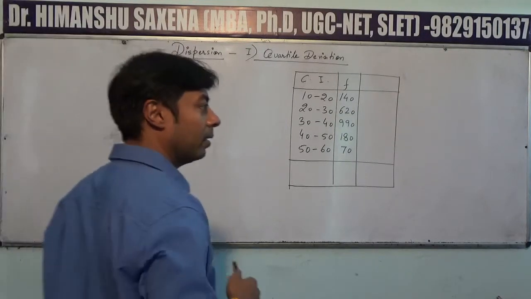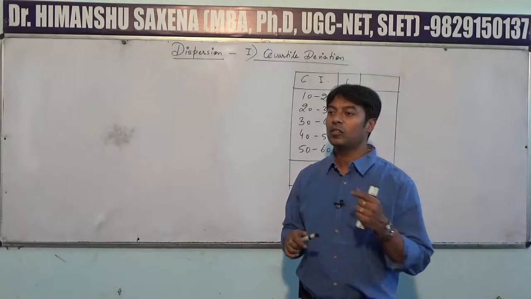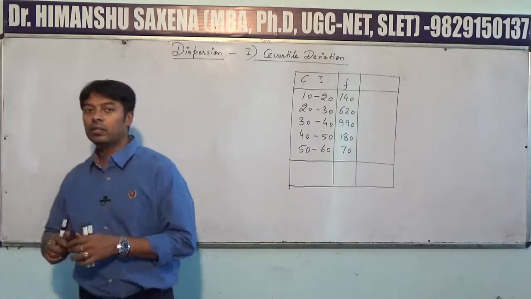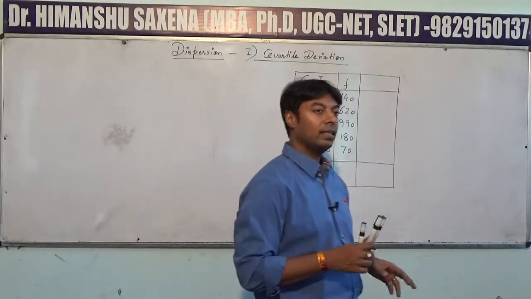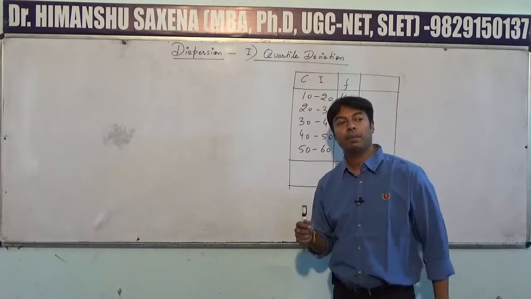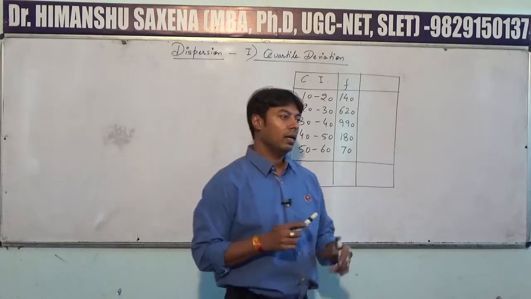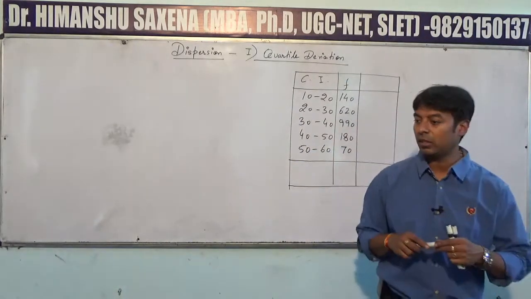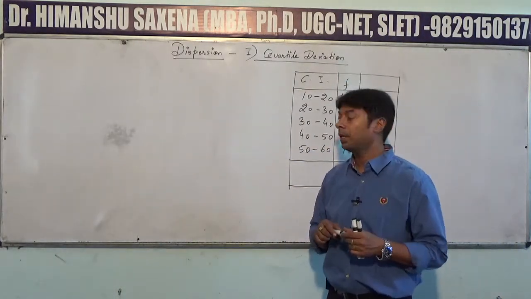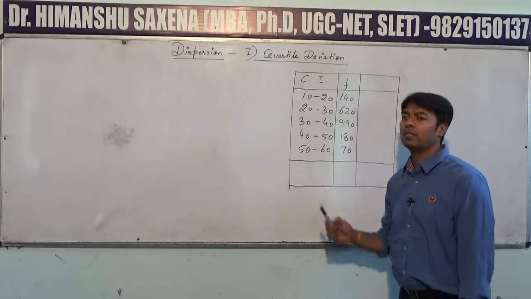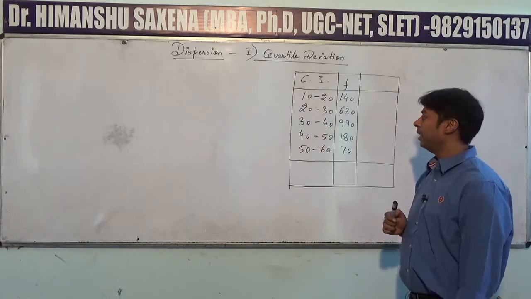So now the topic that we are taking up is dispersion, and in dispersion we will be discussing quartile deviations, mean deviations and standard deviation. These are the three basic forms of dispersion that we are starting up now. Starting with the first one, quartile deviation.